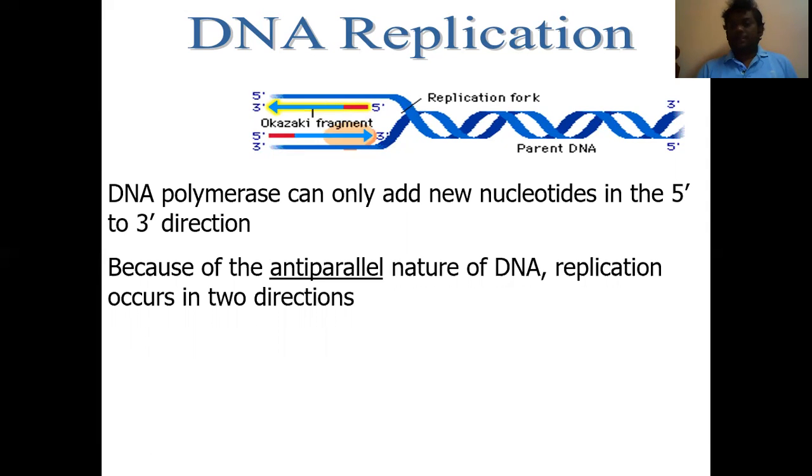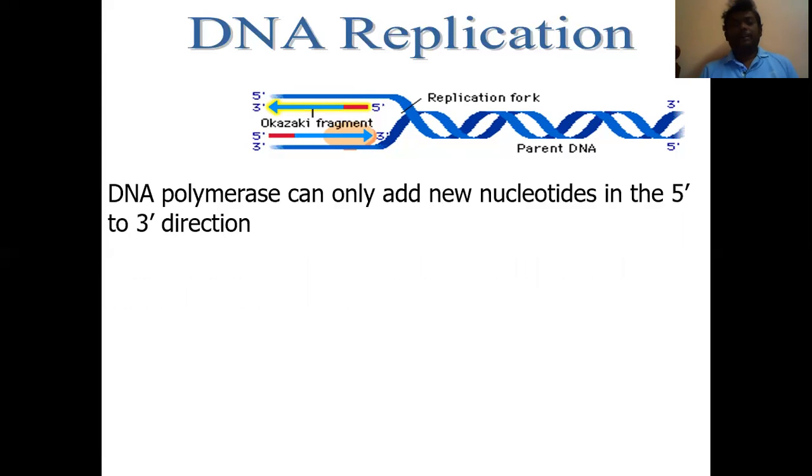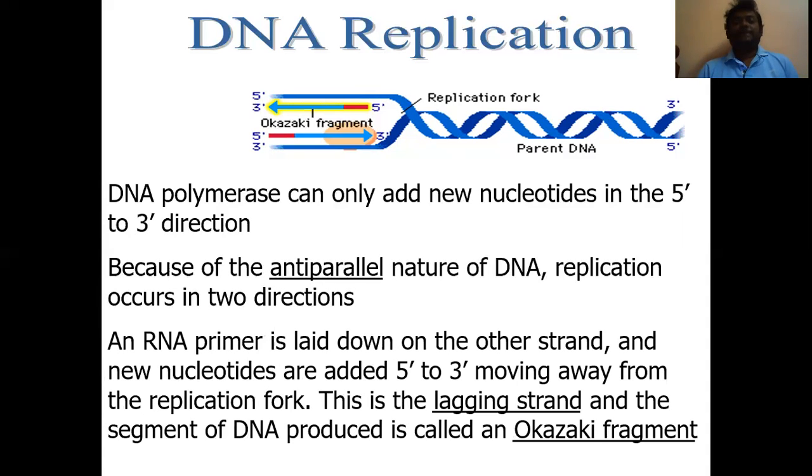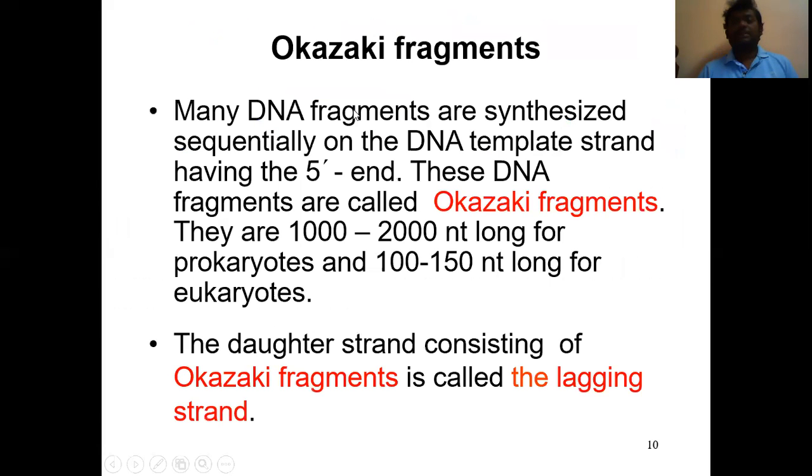And here comes the enzyme RNA primase. RNA primase is an enzyme which can add a primer. Primer is nothing but the starting nucleotide sequence. And thereafter, DNA polymerase can add the nucleotide bases. Next, an RNA primer is laid down on the other strand, and nucleotides are added in the 5 to 3 direction, moving away from the replication fork, and this strand is called the lagging strand, and the segments produced are called Okazaki fragments.